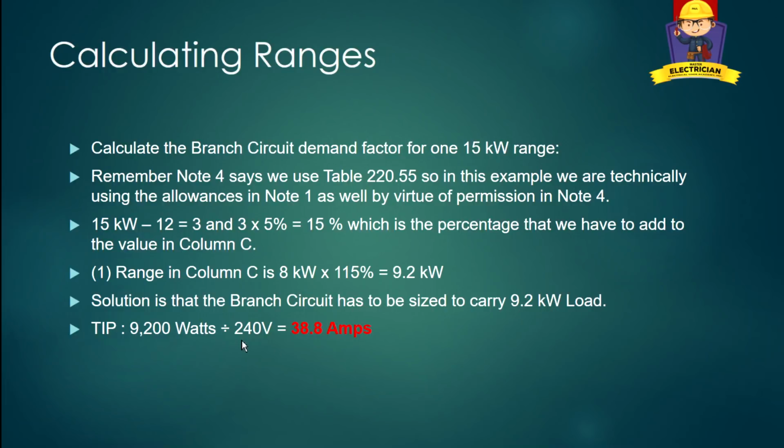Again, on the exam, if you needed to break that down into amps, it would be converted into watts. The 9.2, that's the K for 1,000, so that's 9,200 watts. So 9,200 watts divided by 240 equals 38.8 amperes. Okay, so that's how you're going to do it for a single 15 kW range.